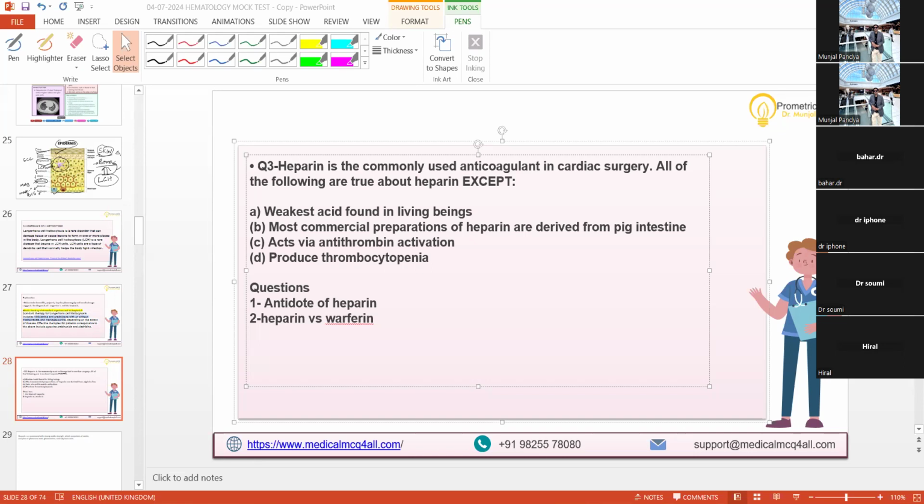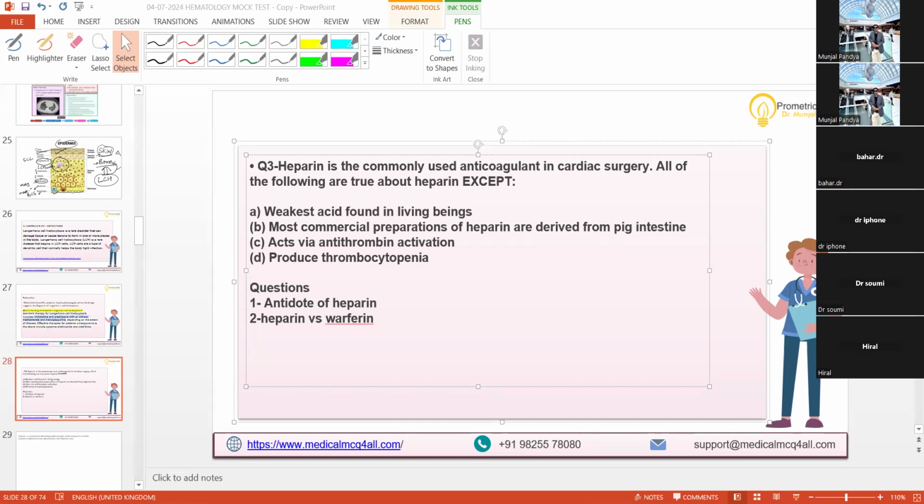Yes, any volunteer, any comment. I think it could be weakest acid. That is the wrong answer. Sorry, what could be the answer, sir? Weakest acid could be the answer for that. Yeah, so that is not there.